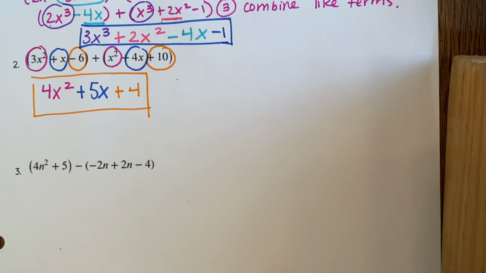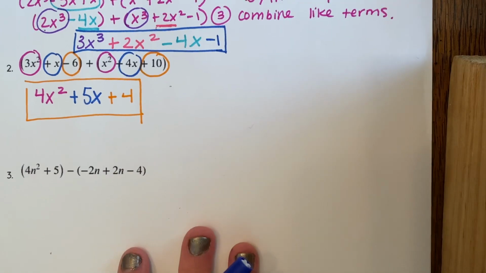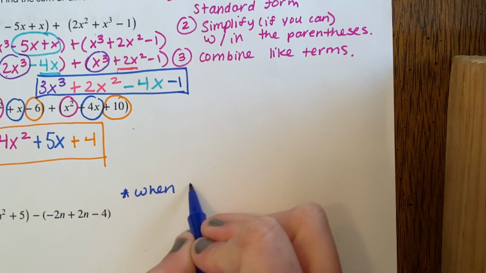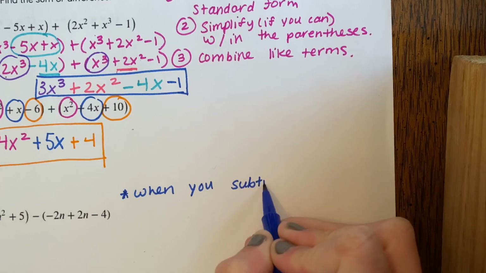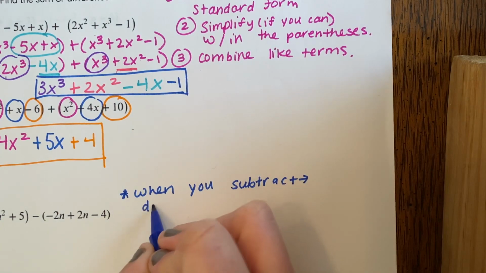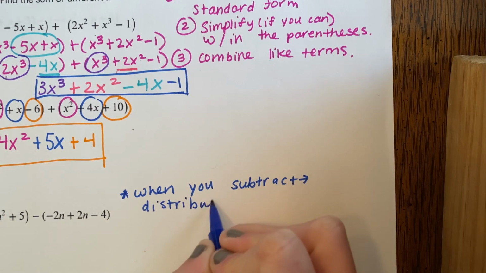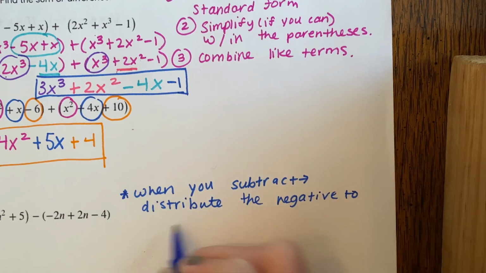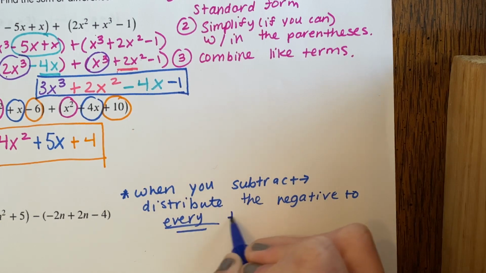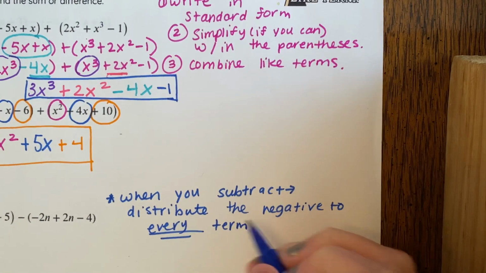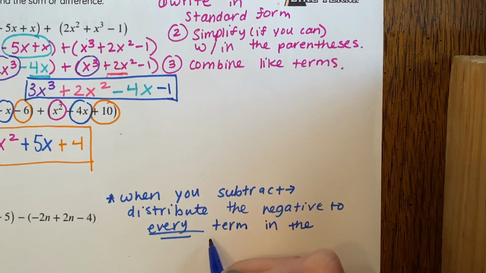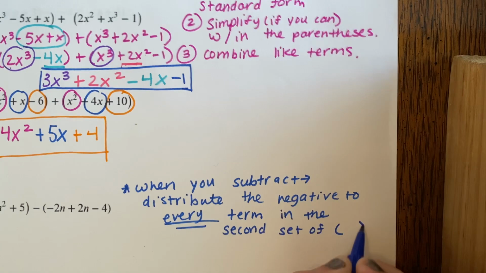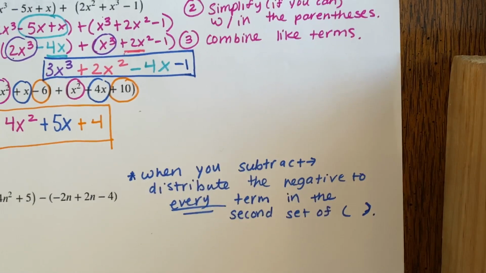All right, so then number 3 here, this is a subtraction problem. So let's make a little side note. Right here, we'll make a little note. When you subtract, you're going to distribute the negative to every term in the second set of, and I'll just abbreviate, this means, oops, this is parentheses, okay?